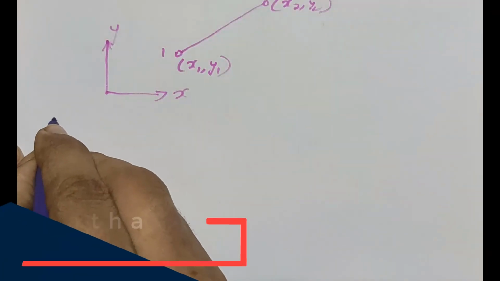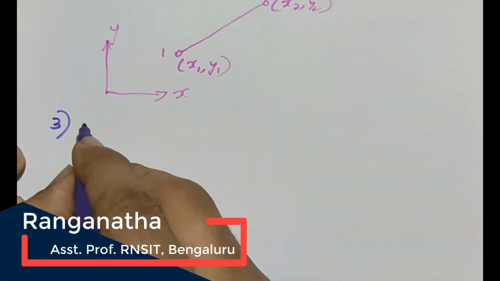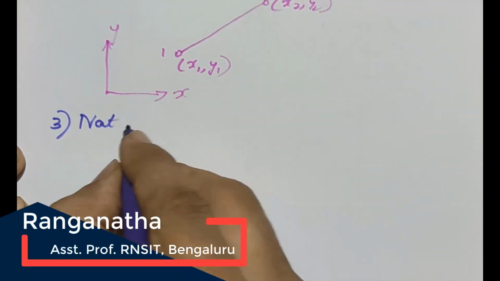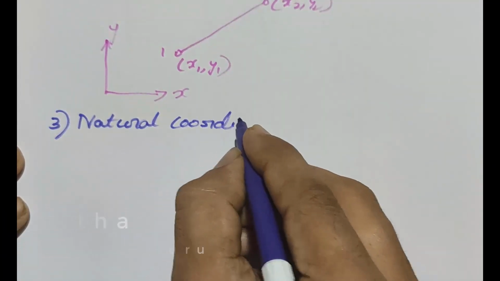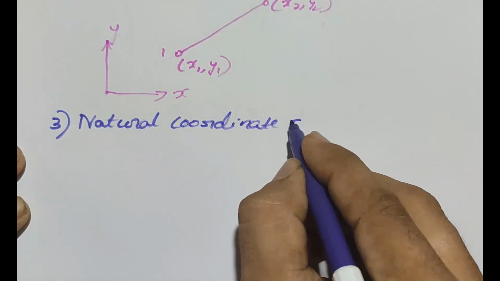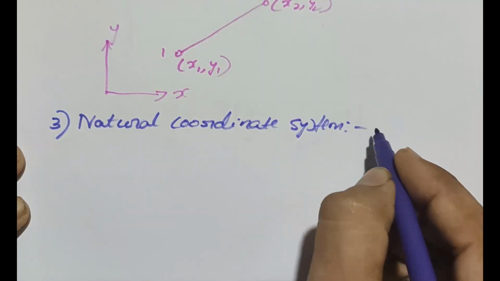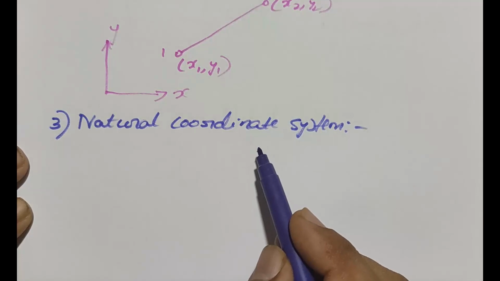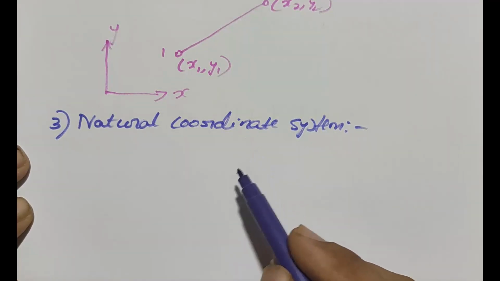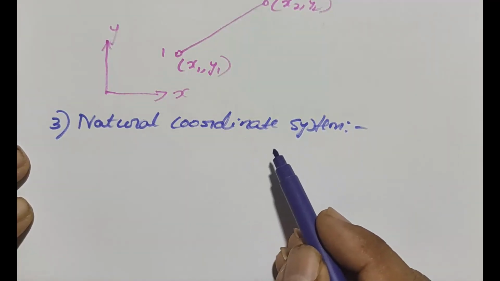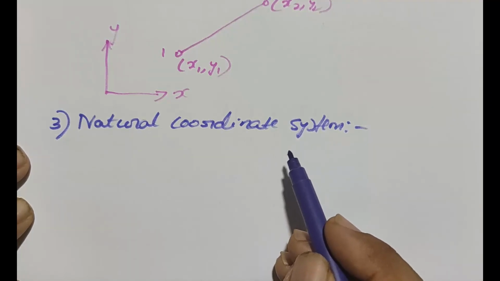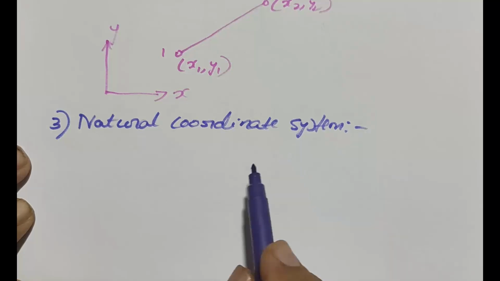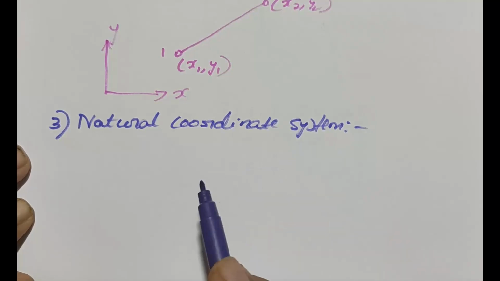Next is natural coordinate system. Again, this natural coordinate system is defined for individual element in a structure irrespective of the dimension of the element. Because it is a dimensionless coordinate system, the magnitude of the element varies from -1 to +1. It will not exceed unity.